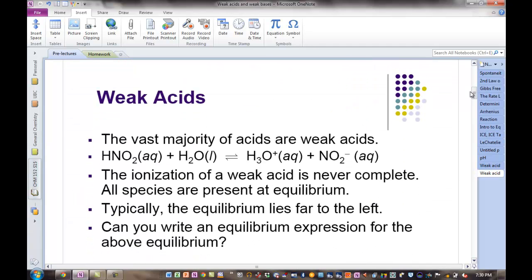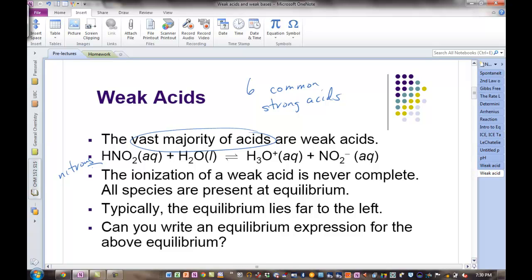So we started to talk about weak acids, and what you'll notice is that the vast majority of acids are weak acids, because for the most part we're just going to focus on 6 common strong acids. Make sure you know that list of 6 common strong acids. There are more than that, but most acids are weak acids. So this is nitrous acid. This is a weak acid.